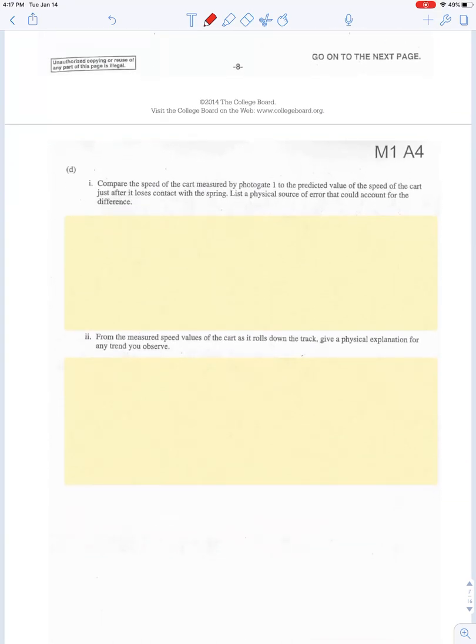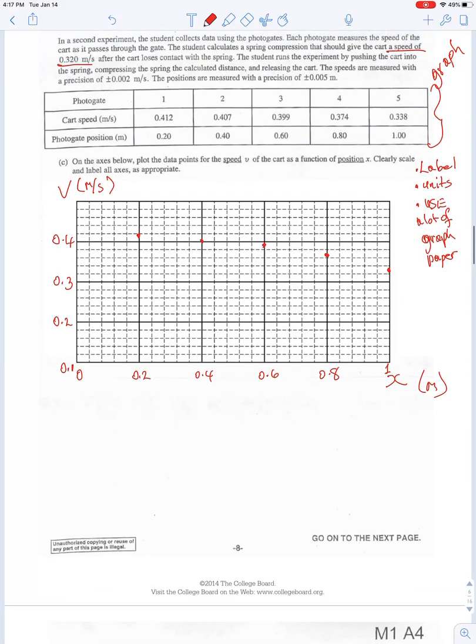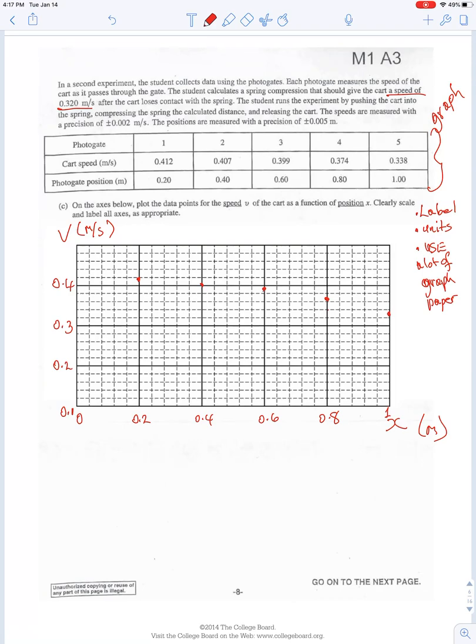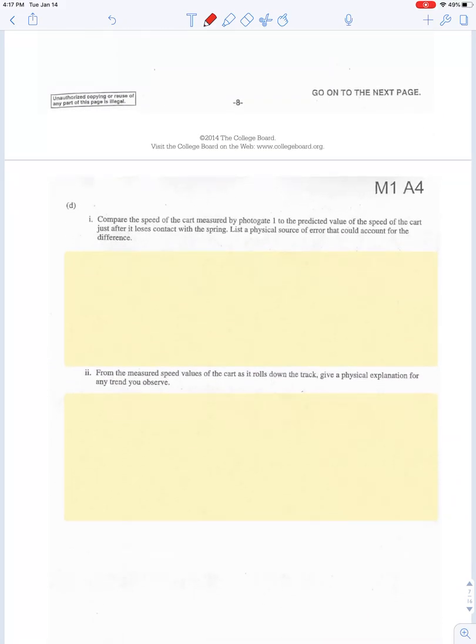Compare the speeds of the cart measured by the photogate 1 to the predicted value of the speed of the cart just after it loses contact with the spring. Okay, let's compare. For photogate 1, the speed is 0.412. But it's supposed to be 0.320. So let's see what the value of the speed predicted. Okay, that's not too bad. What it is here, the speed is higher than predicted.